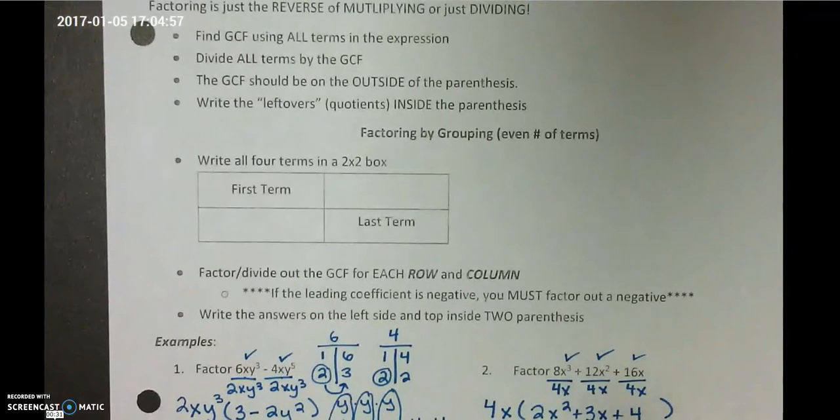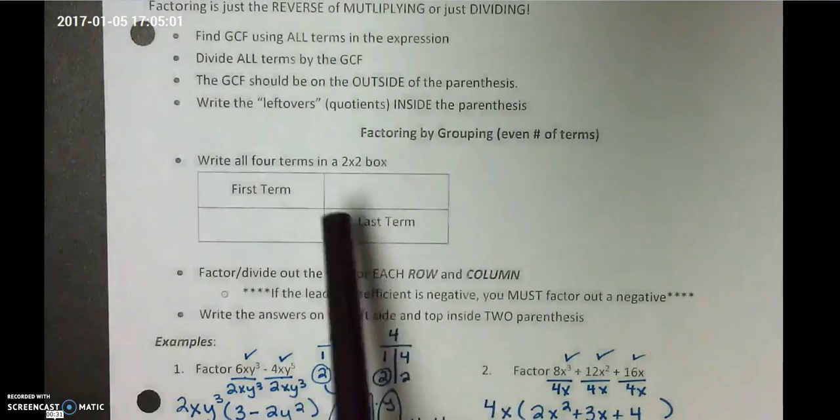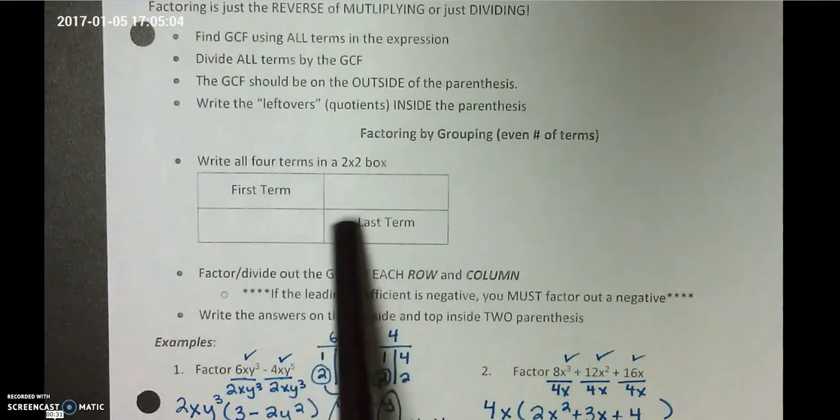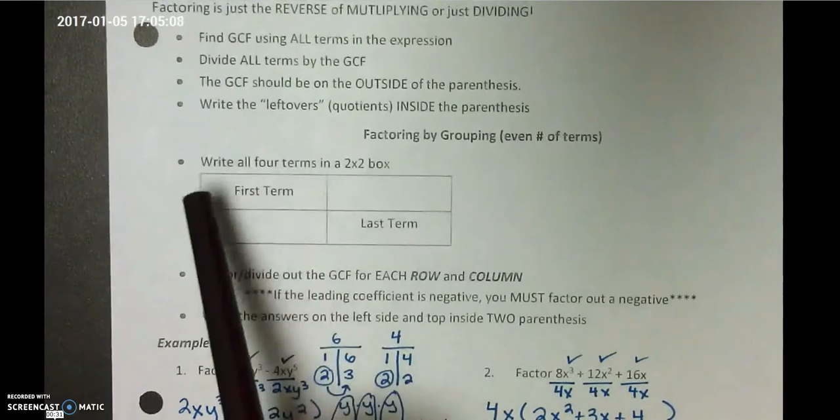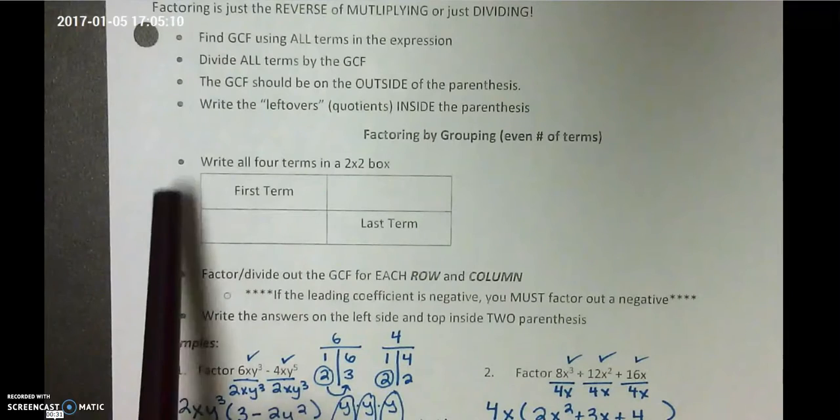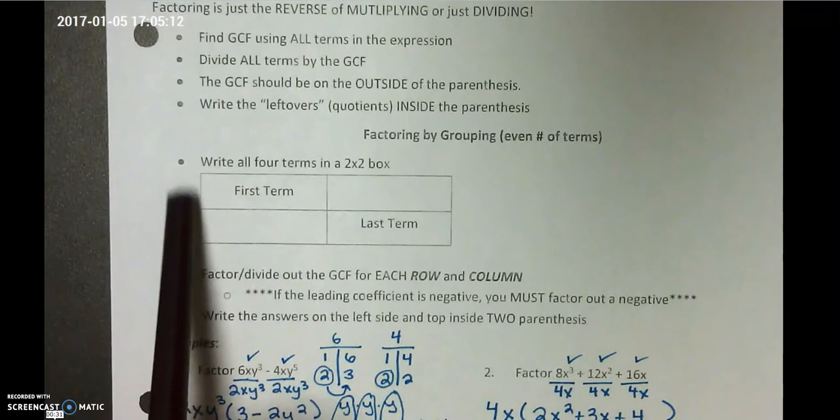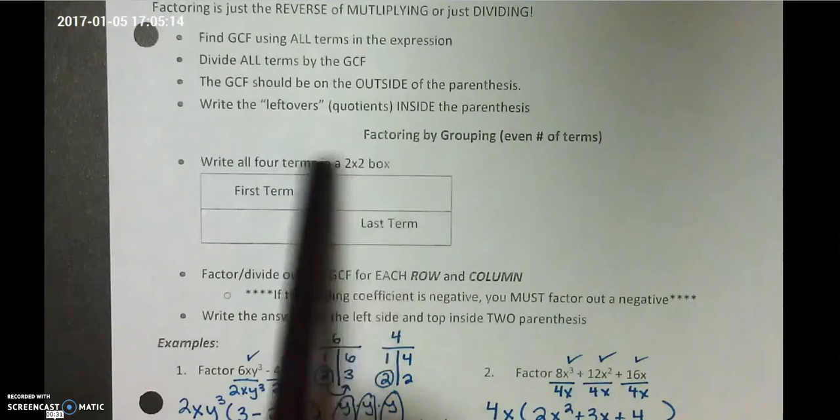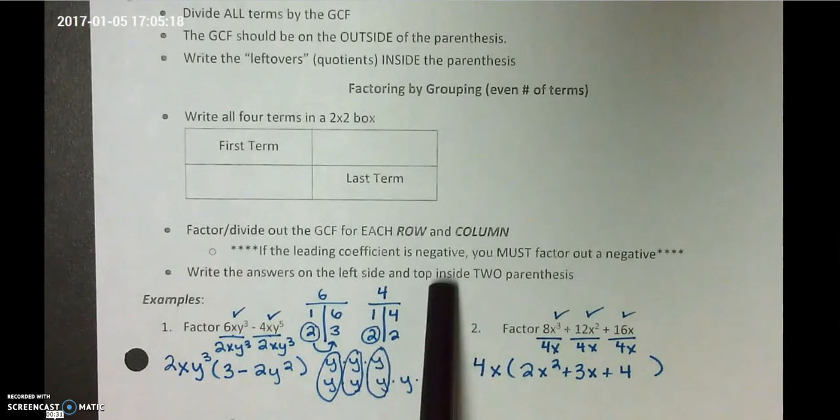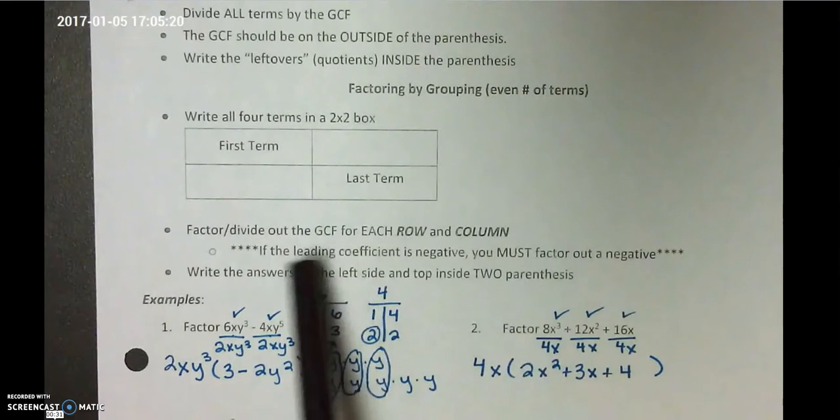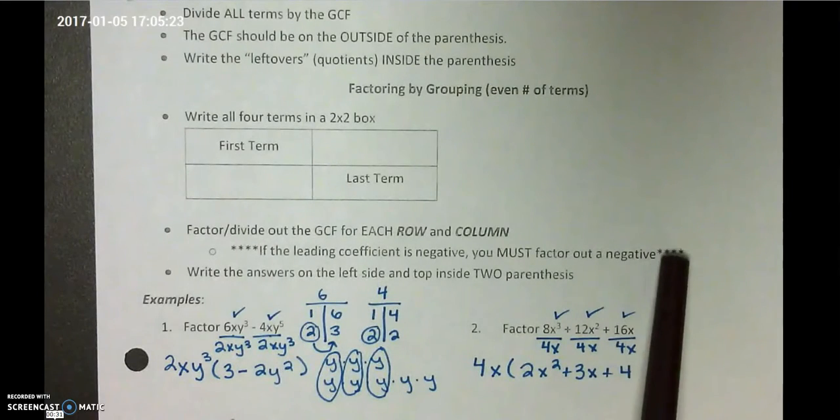Now with these, you're going to factor out the GCF like we did previously, except you're going to do it for every row and then for every column. So then eventually you're going to get 2 answers on the left side and 2 answers on the top. After you do that, you're going to write your answers on the left side and the top inside 2 parentheses. Now the thing that has all these stars is super important.